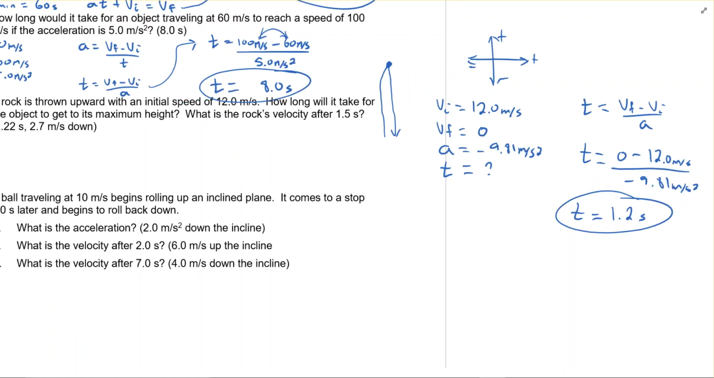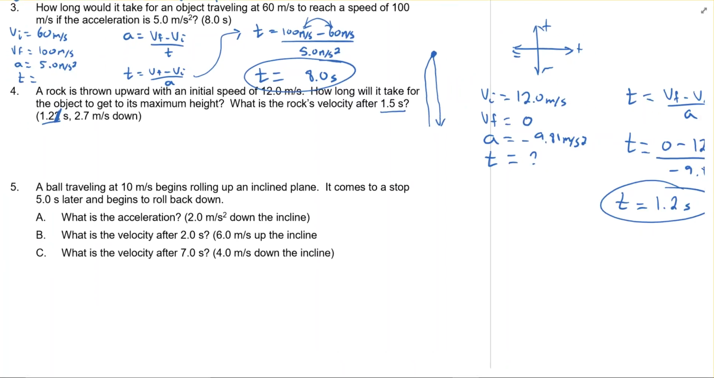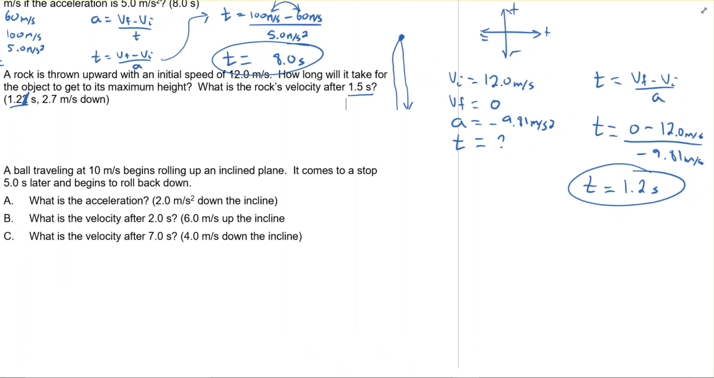And my answer is going to be 1.2 seconds. This actually on your sheet says 1.22. That's actually not right. It should be 1.2 because 1.5 is our lowest sig digs. We should have the same number of sig digs for our answer.